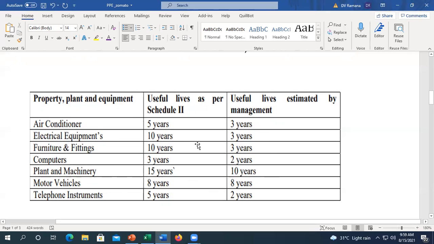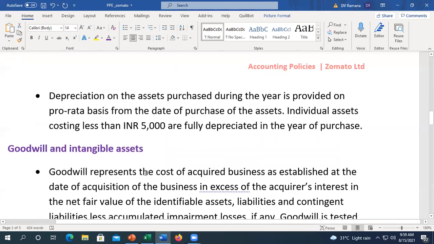There is an amount of flexibility in Ind AS 16 that you have to charge depreciation while preparing the financial statement, but the useful life can be decided by the management. But of course, they have to defend it, and they cannot just go on changing this life once decided every now and then. Depreciation is also allowed under Ind AS that if the value of the asset is small, around 5,000, then the entire cost can be charged to the income statement as depreciation for that year.